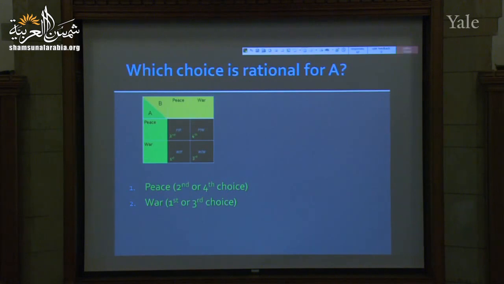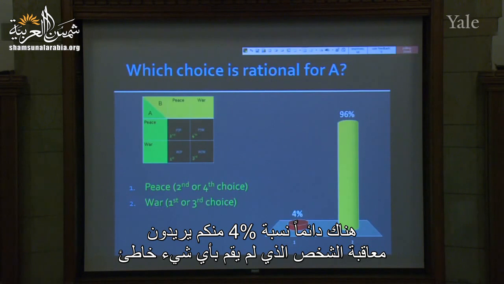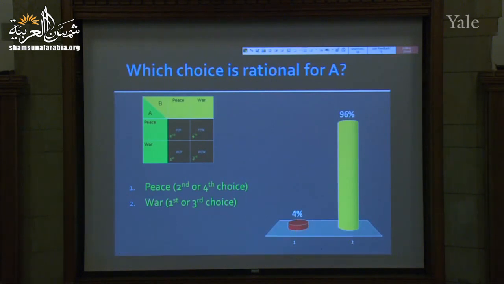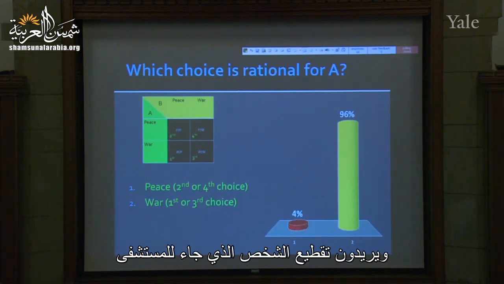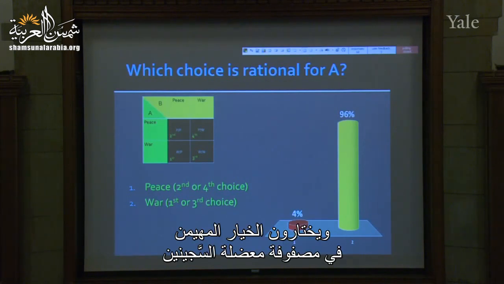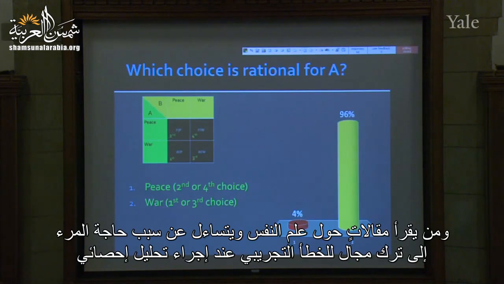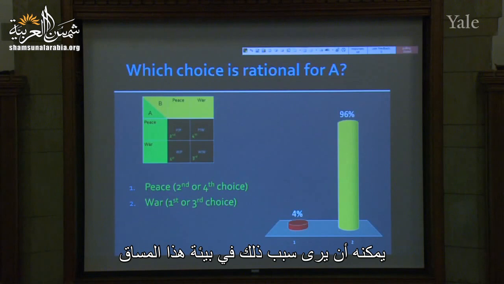Okay, so the 4% of you who want to punish the guy who didn't do things that are wrong, to cut up the guy who showed up naively at the hospital, and to choose the dominated choice in a prisoner's dilemma matrix, are here with us always. Those of you reading psychology articles who wonder why it is that in doing statistical analysis, one needs to leave room for experimental error, can see over and over in our classroom environment why that is so.